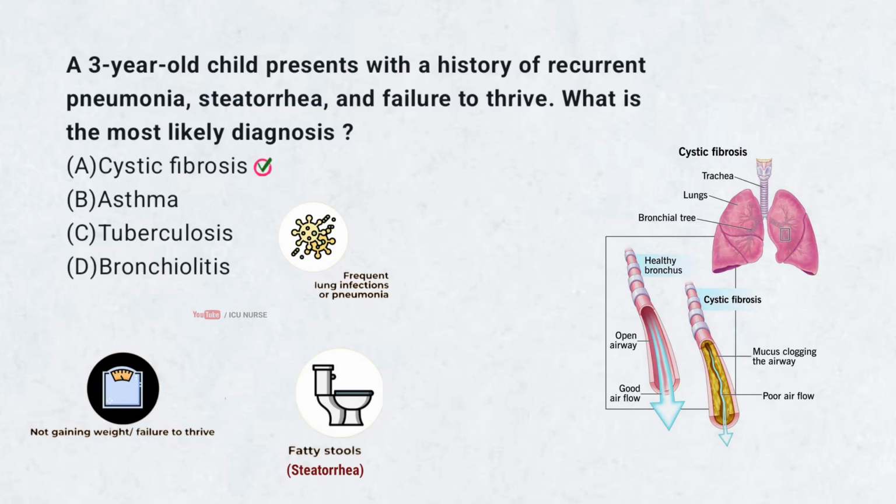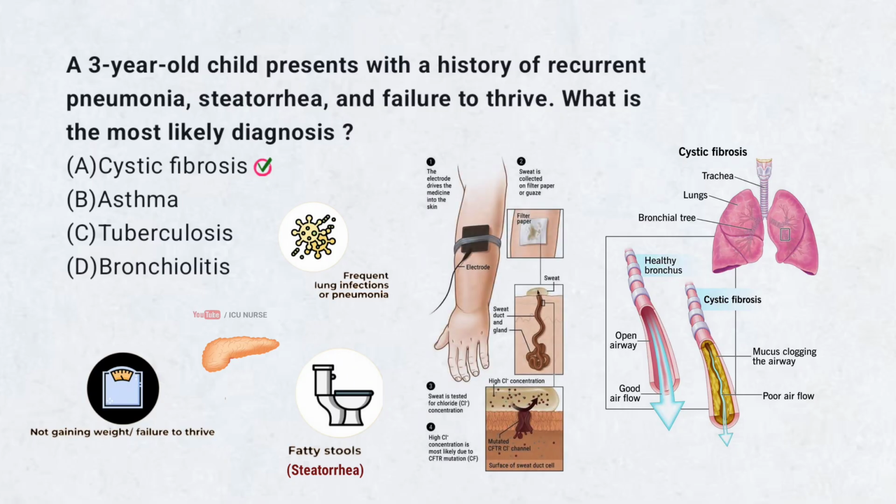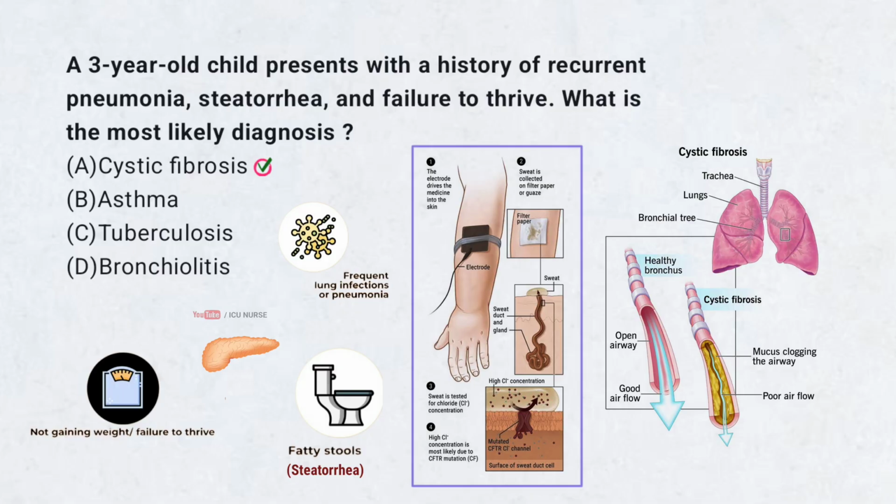Cystic fibrosis is an autosomal recessive disorder characterized by recurrent respiratory infections, pancreatic insufficiency, which leads to steatorrhea and failure to thrive. It is caused by mutations in the CFTR gene leading to thick mucus production. A sweat chloride test is diagnostic.